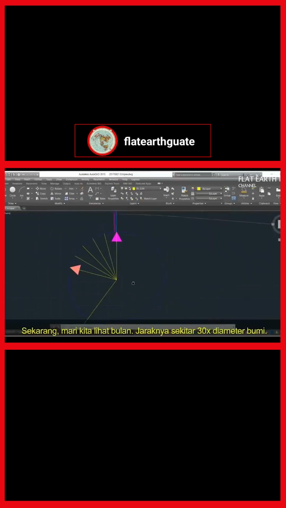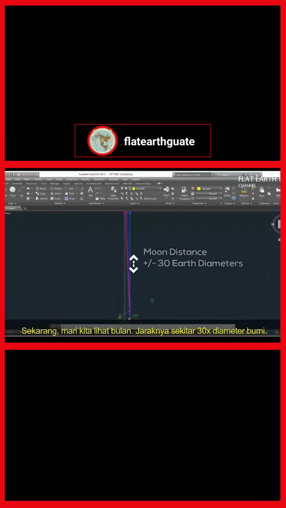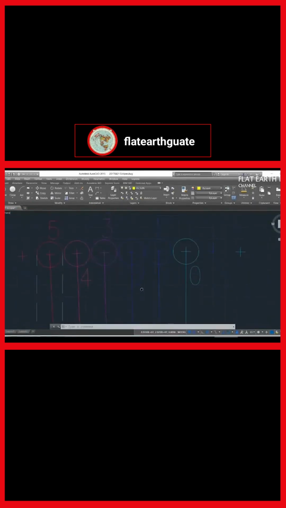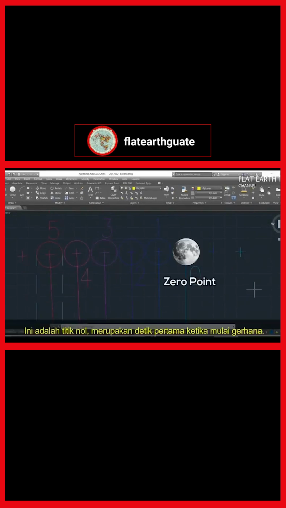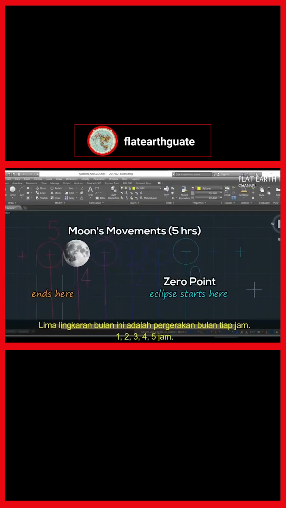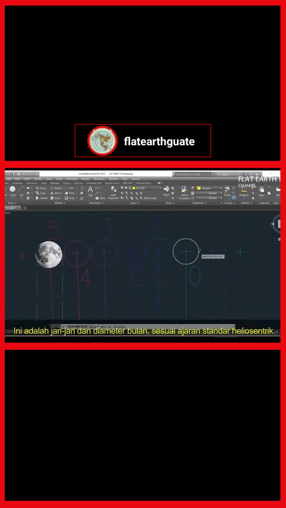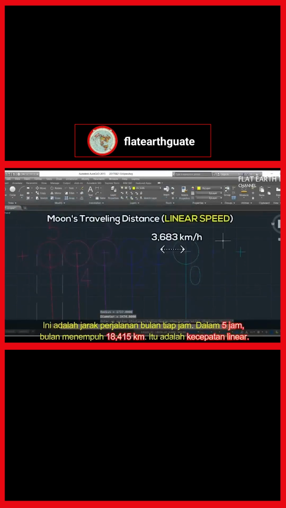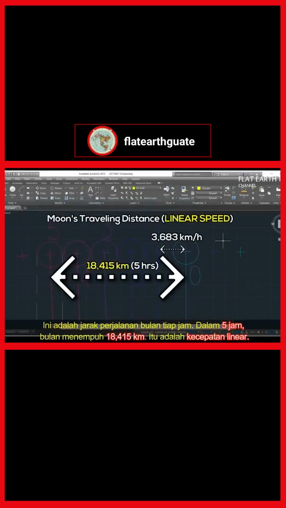Now let's go to the Moon. It's 30 Earth diameters away. The Earth is a small circle over here, and the Moon is over there. Let's zoom in. This is the Moon at the 0 point when the first second of partial eclipse started. These 5 moons represent its movements every hour, 1, 2, 3, 4, 5 hours. This is the Moon's radius and diameter according to standard heliocentric. This is the Moon's traveling distance every hour. Within 5 hours, it travels 18,415 kilometers.